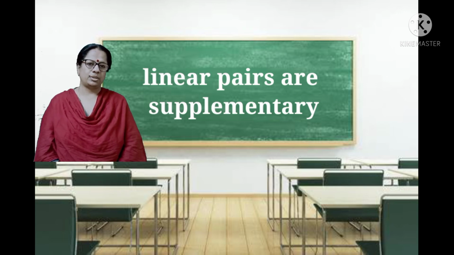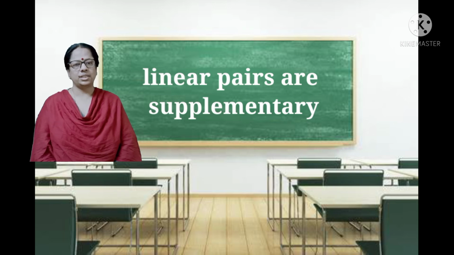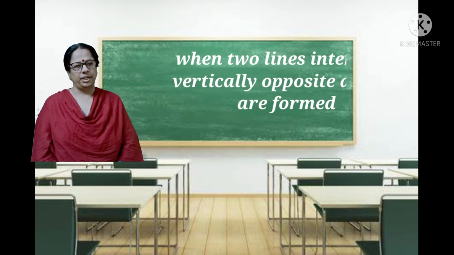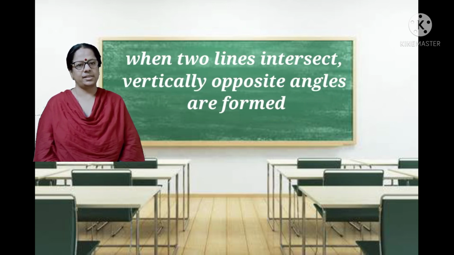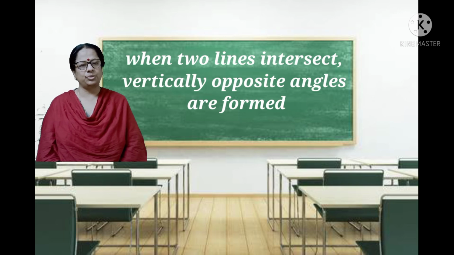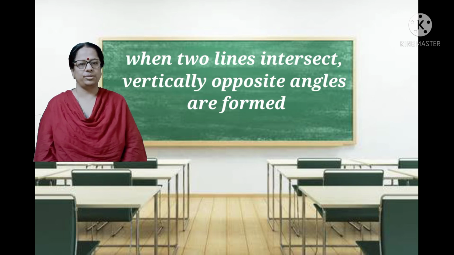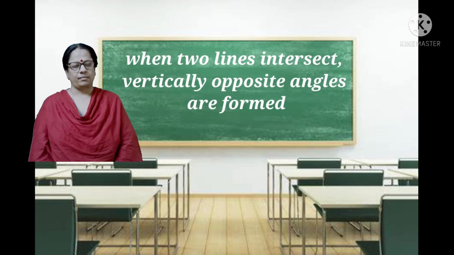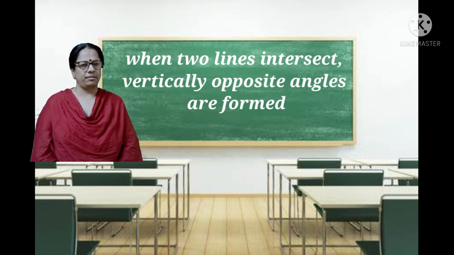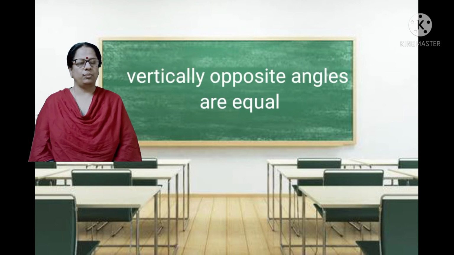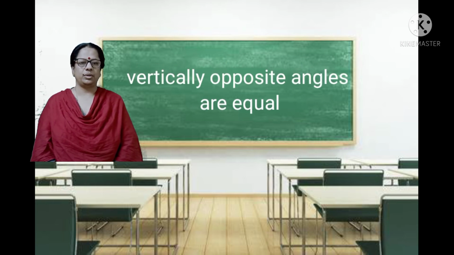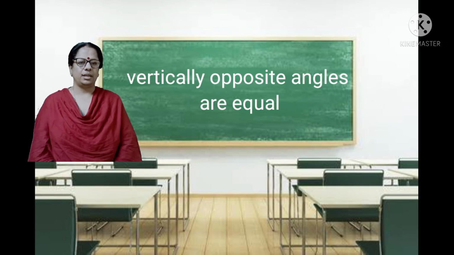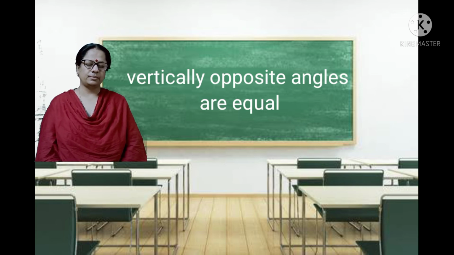Then another important concept is vertically opposite angles. If 2 lines intersect at one point, we will get 2 pairs of vertically opposite angles. And again, we can measure the angles and find that vertically opposite angles are equal in measure.